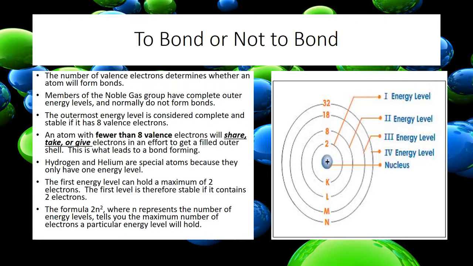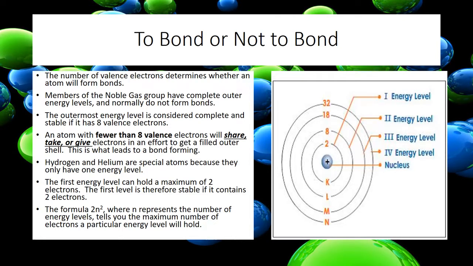The outermost energy level is considered complete and stable if it has 8 valence electrons. An atom with fewer than 8 valence electrons will share, take, or give electrons in an effort to get a filled outer shell. This is what leads to a bond forming. Hydrogen and helium are special atoms because they only have 1 energy level. The first energy level can hold a maximum of 2 electrons because of its proximity to the very positive nucleus. The first level is therefore stable if it contains 2 electrons.